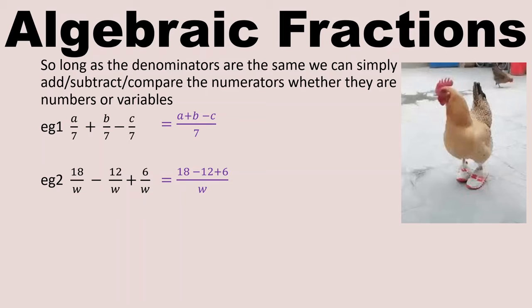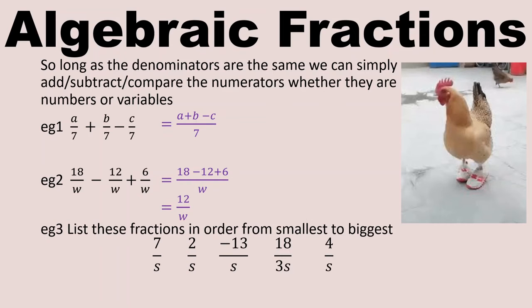This time, since our numerators are numbers, they can be grouped together, they can be calculated out. 18 minus 12 is 6, plus 6, that would be 12. So this is 12 over W. Hopefully that seems pretty simple and straightforward because I'm giving you common denominators here. Let's try one more example.